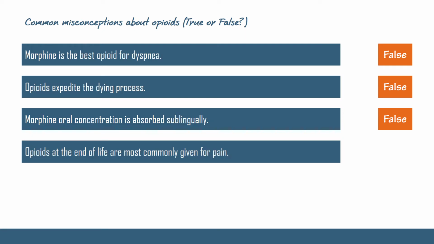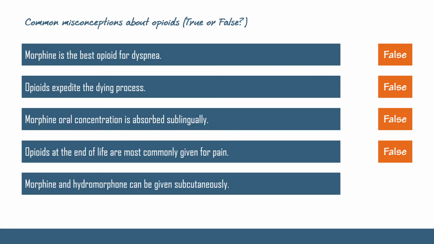Opioids at the end of life are most commonly given for pain. That is false. In fact, only 20% of patients we believe experience pain at the end of life, mostly in cancer populations. Dyspnea is common in nearly 70 to 85%. This is probably even higher in the COVID setting.